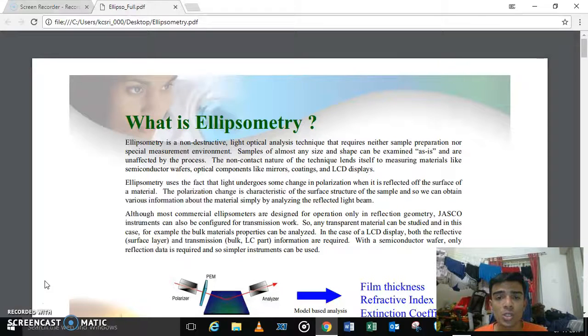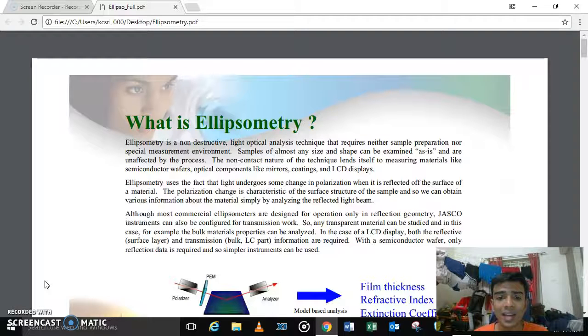Some processes involve destruction of the sample. For example, TEM involves destroying a part of the sample. But ellipsometry is not like that. It's a non-destructive technique. The non-contact nature of the technique lends itself to measuring materials like semiconductor wafers, optical components like mirrors, coatings, and LCD displays.